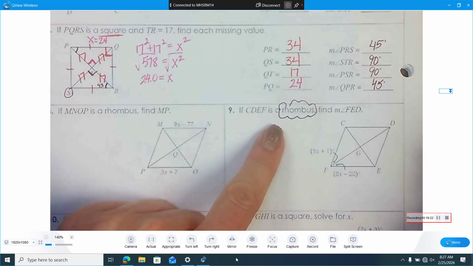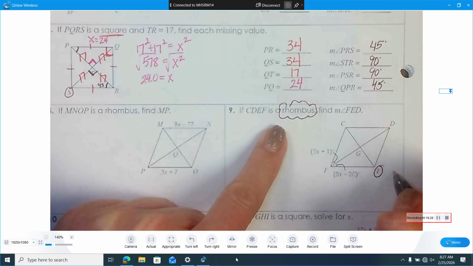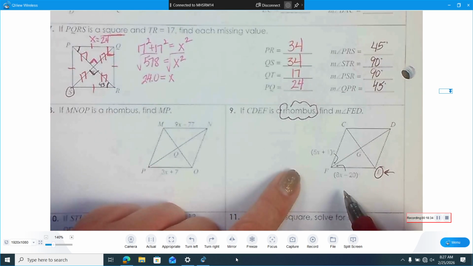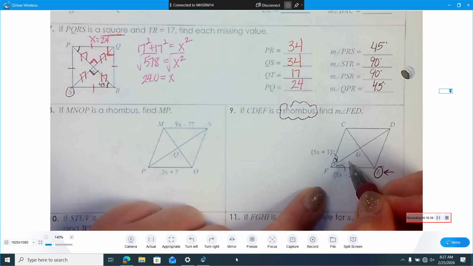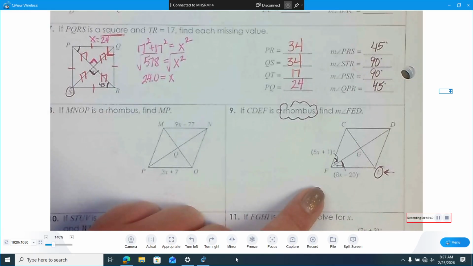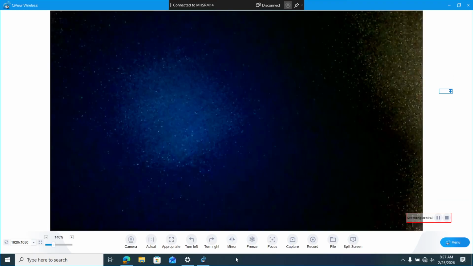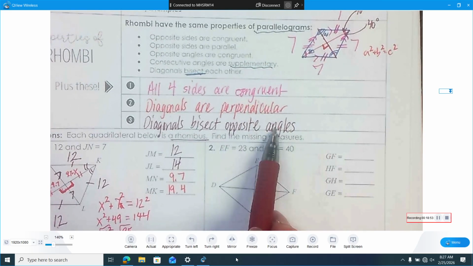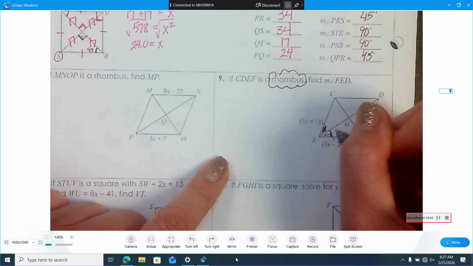All right, so we have a rhombus. Find the measure of angle FED. So we're looking for this whole angle right here, the whole FED. What do we know about these 2 angles in a rhombus? They are congruent because, on the rhombus side, we know that the diagonals bisect the opposite angles. So those opposite angles get bisected. That's kind of a unique one. So those are congruent little angles there.